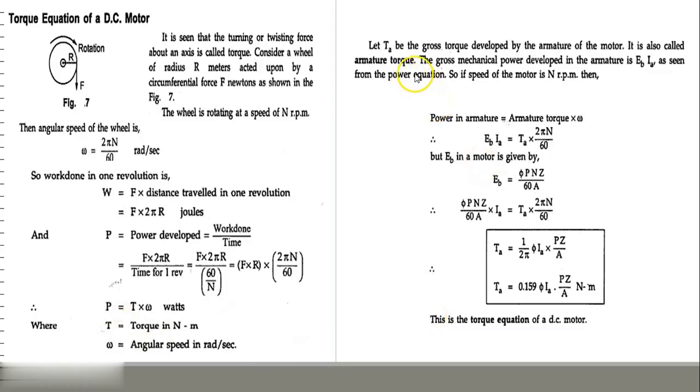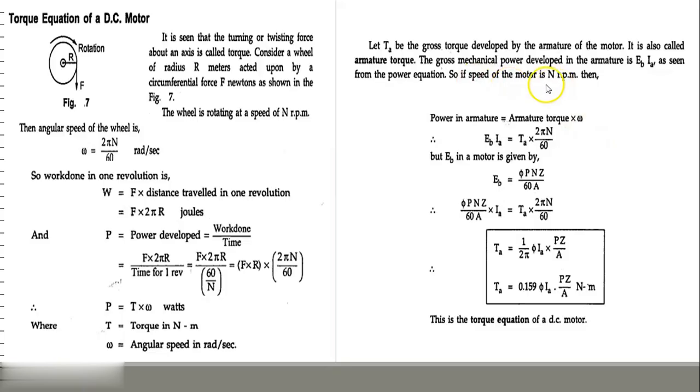So the product of torque and angular speed gives the power developed P. Now let us take armature torque TA. It is developed by the armature of the motor, so it is also called armature torque. The gross mechanical power developed in the armature is given by the product of back EMF and armature current, where back EMF is indicated here as Eb and armature current is Ia. So the power in the armature is equal to the product of armature torque and omega.